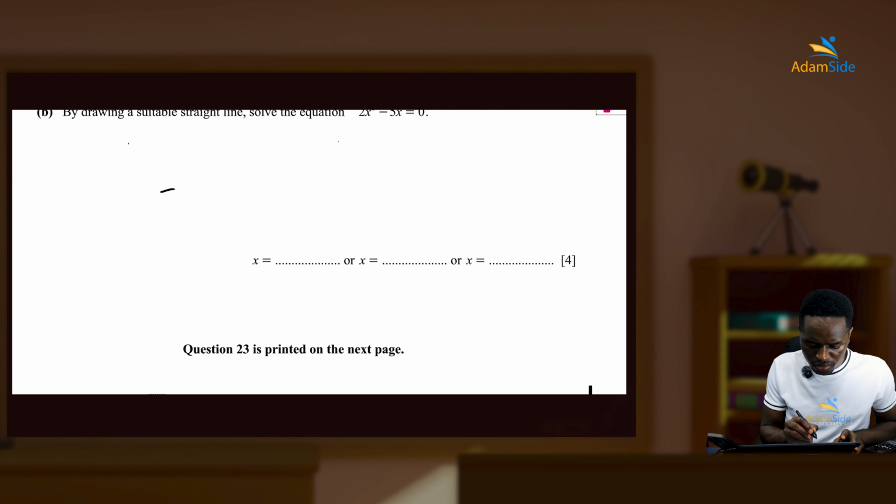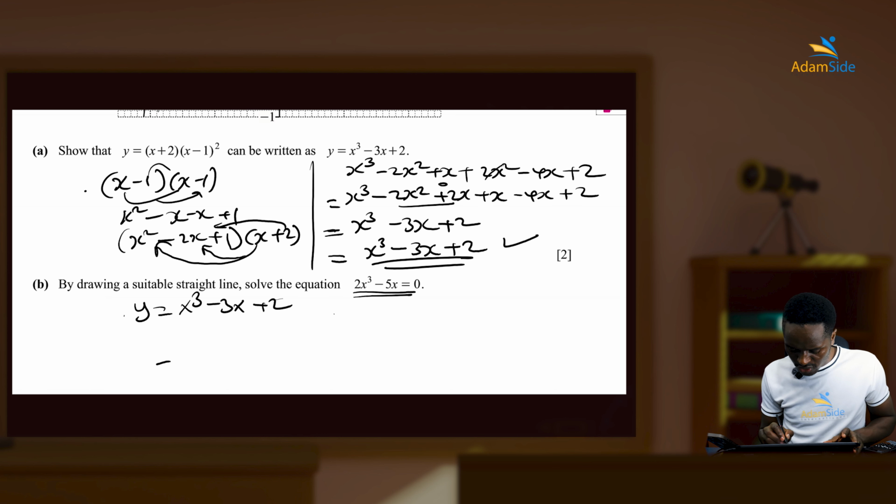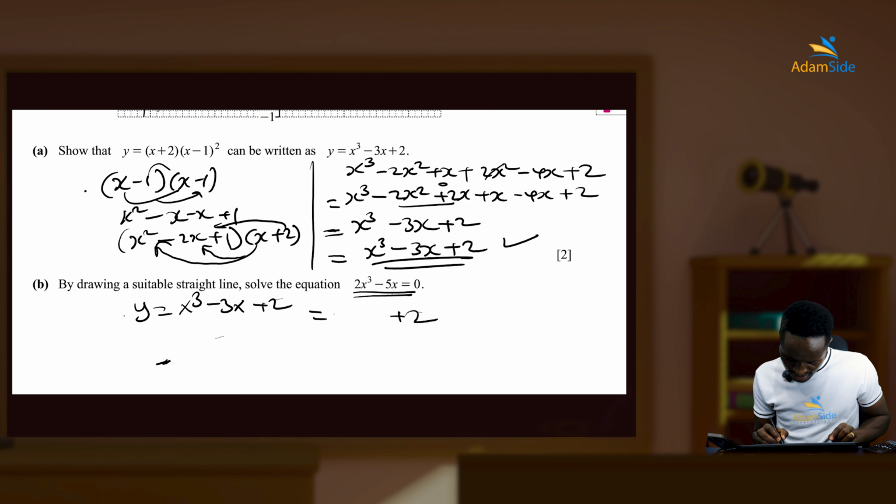So here what we need to do, because our actual equation on top was y is equal to x cubed minus 3x plus 2. By drawing a suitable straight line, solve the equation. So we need to come up with this. For us to cancel, we will have to add 2 to the main equation. That's why you say plus 2, so that it can be equated.